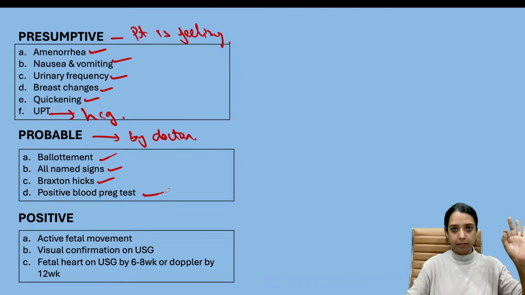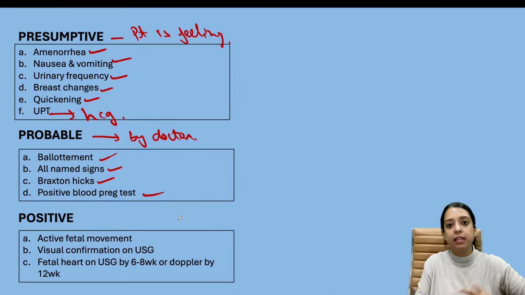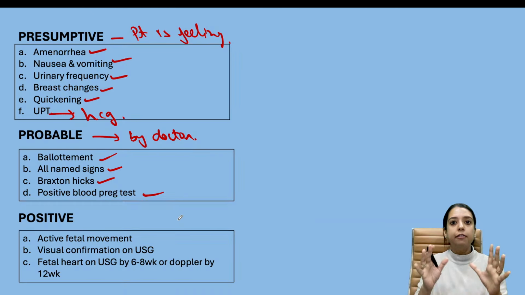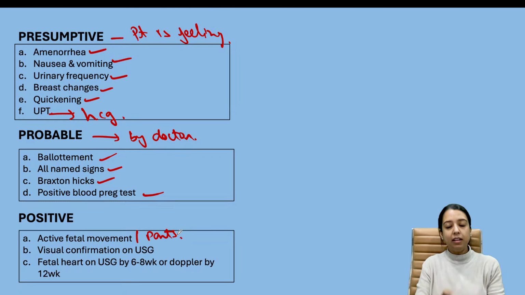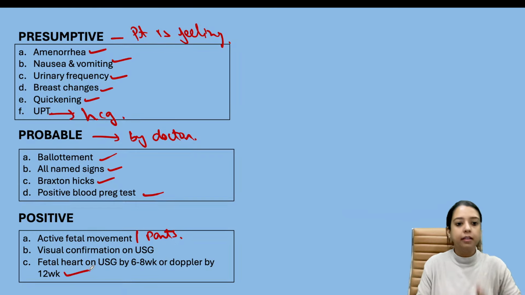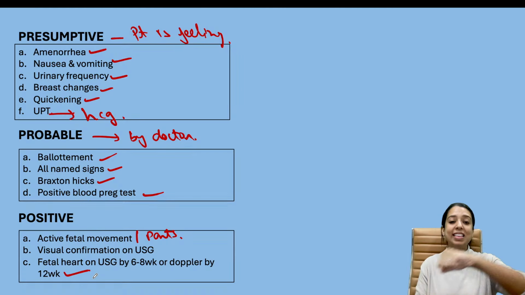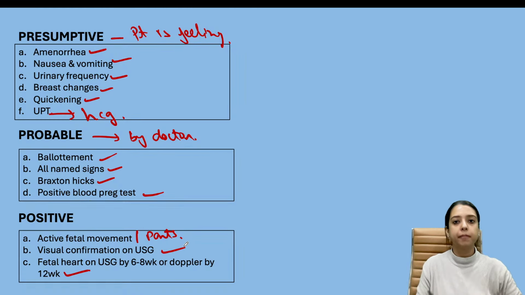Confirmatory tests are only 3. Remember, only 3 tests are confirmatory of the baby being there in the uterus. You can always remember: feel, listen and see. Use all 3 senses. Feel: if you can feel the fetal movement and fetal body parts, that is the first sign. You can listen to the fetal heart, the second sign. You can see the fetus on ultrasound.